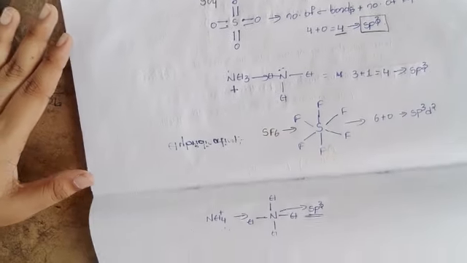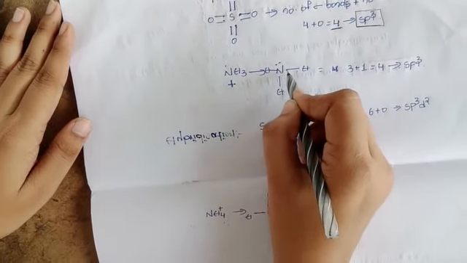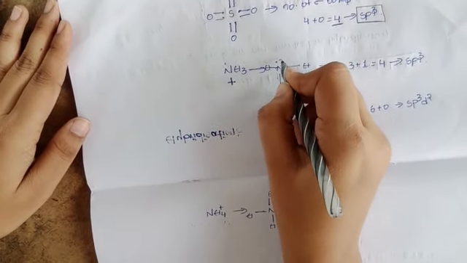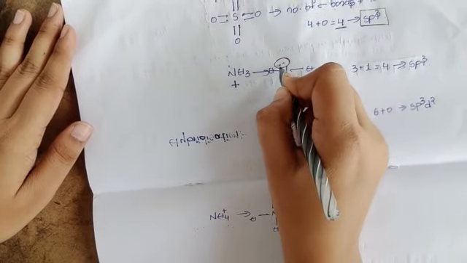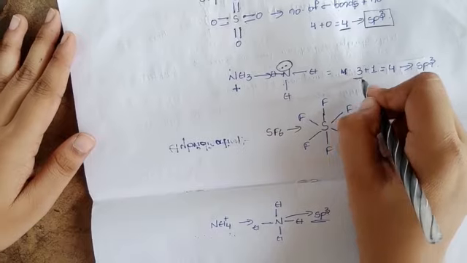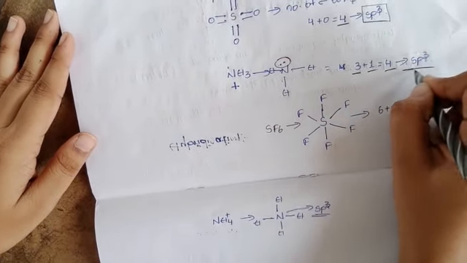And if you look at ammonia, nitrogen belongs to group 5A, so there are 5 valence electrons. 3 are bonded with hydrogen and there is 1 lone pair. 2 electrons are equal to 1 lone pair. So total 3 sigma bonds and 1 lone pair, that is 4, sp3 hybridization.